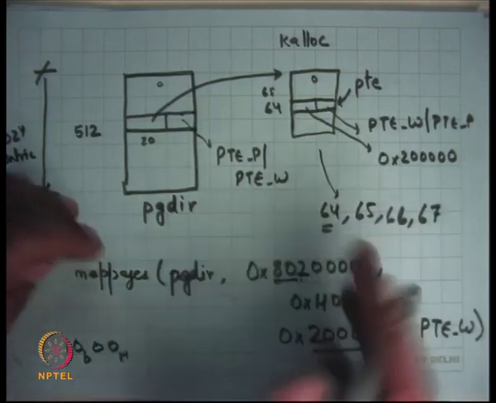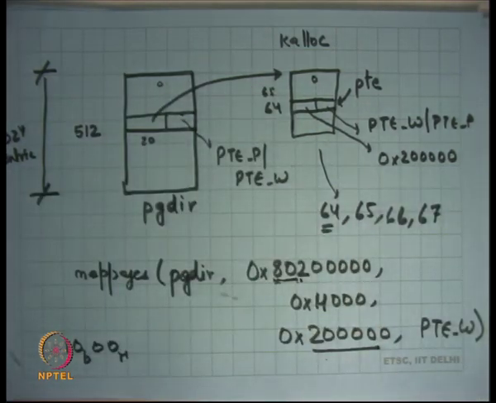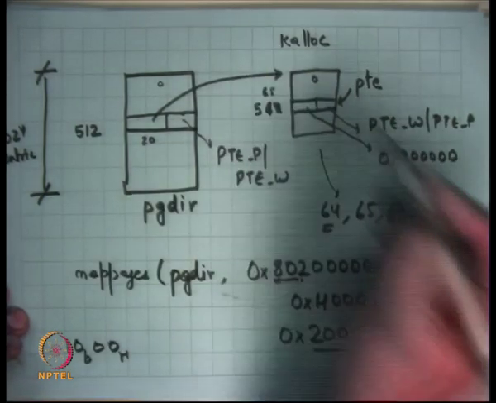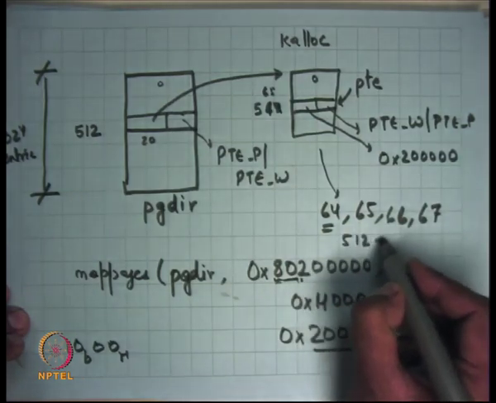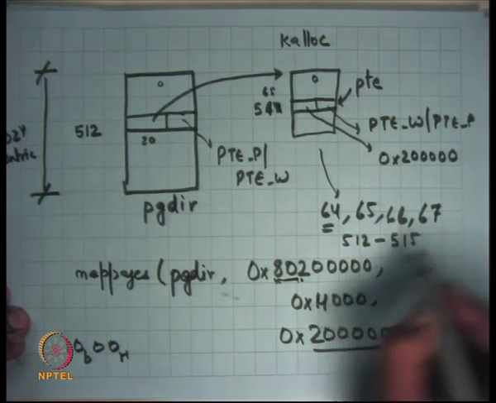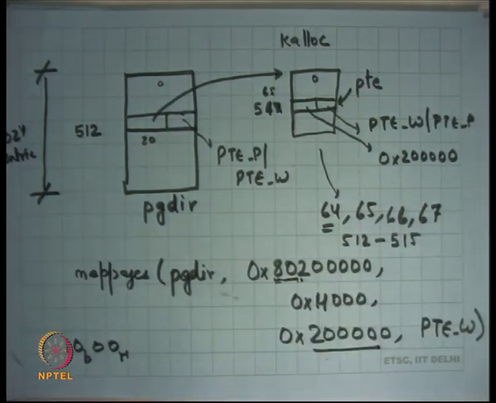I am assuming that 64 is the correct number, I haven't done the calculation, but wherever it starts. Okay, somebody says it's 512, okay, good. So if it's 512 then it's going to be 512 to 515 that will get created in this, okay.